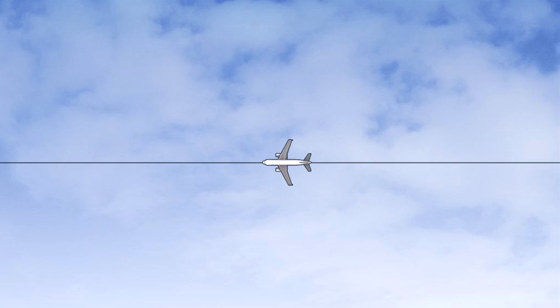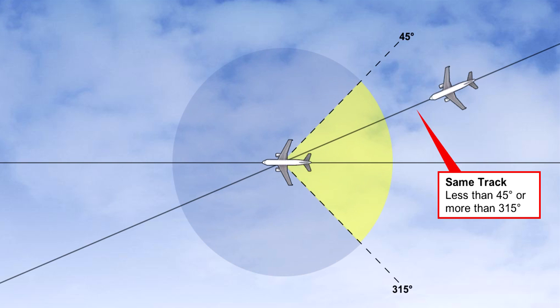For the purpose of the application of longitudinal separation, the following terms are defined. Same track. The same track case applies when the tracks of two aircraft that require separation converge or diverge by an angular difference less than 45 degrees, or more than 315 degrees, and whose protection areas overlap.